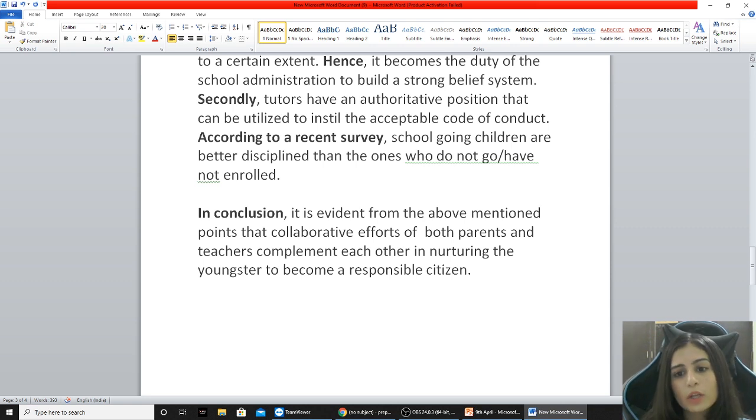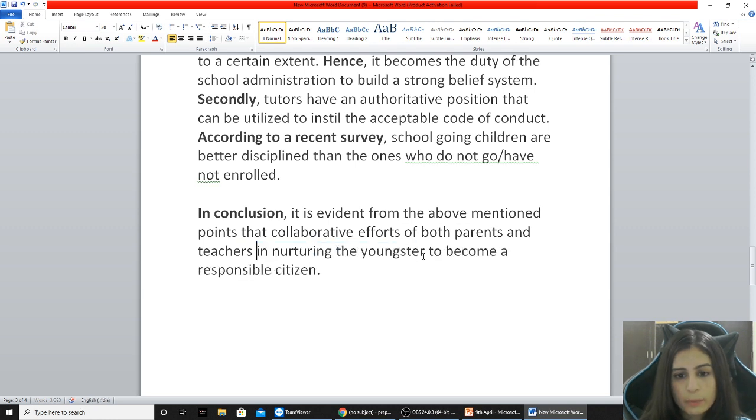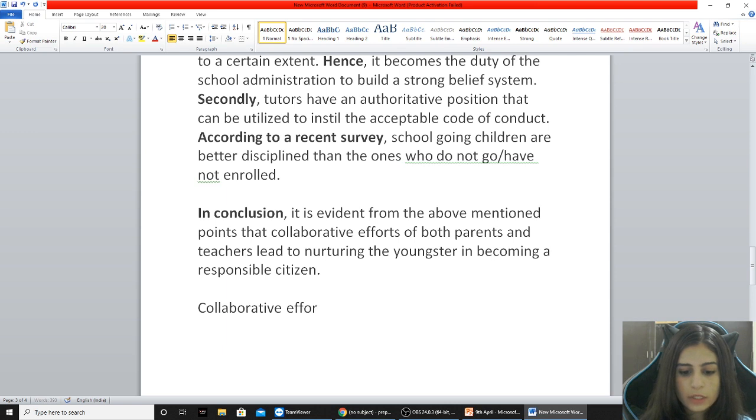So that collaborative efforts of both parents and teachers lead to nurturing the youngster in becoming a responsible citizen. So these are different ways of writing. So I'll just write down certain words instead of changing it again and again. So one is, you can write collaborative effort. Then you can write joint responsibility of both parents and teachers.